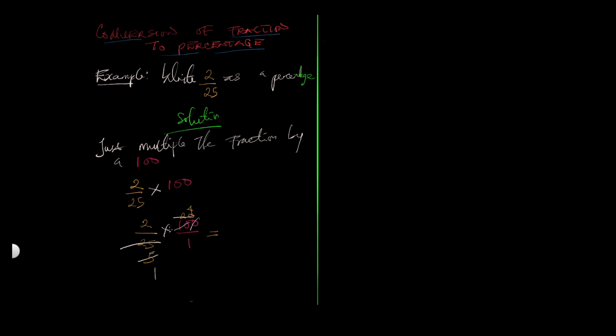So 2 times 4 will give us 8. So we just write it 8. And 1 times 1 is 1. It's the same thing as 8. So if we were to change it to a percentage, we are going to bring in our percentage symbol, and that will be 8%. Please, this symbol is very, very important.